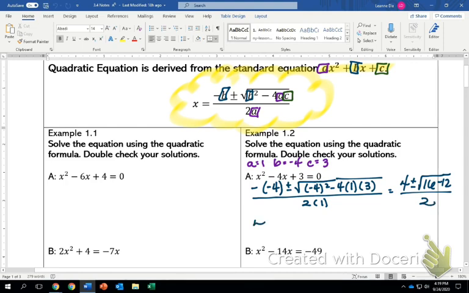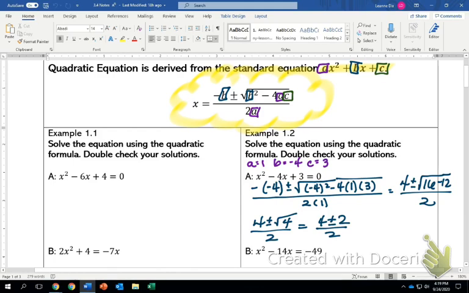And we can do one more thing. Now that we're done multiplying, we can see that 16 and 12 actually subtract. So it's going to be 4 plus or minus 4 over 2. Now that I've completely simplified everything under my radical, I can see that the square root of 4 is in fact a perfect square, and it equals 2. So my answers will be 4 plus or minus 2 over 2.